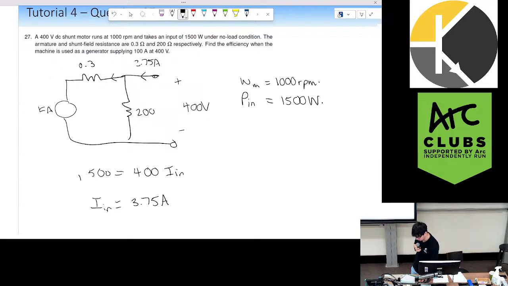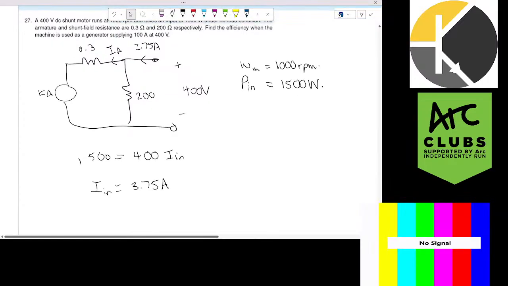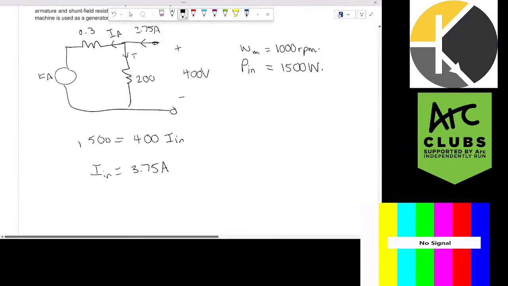And we want to find the current IA, so we can find EA. The way we're going to do that is we're going to find IF first. So using Ohm's law, we have 400 volts across a 200 resistor. So we have IF is 400 volts over the resistance, which is 200. So we have 2 amps flowing through our field. So then IA will be whatever's left of our current. So 3.75 minus 2 amps, which is 1.75.